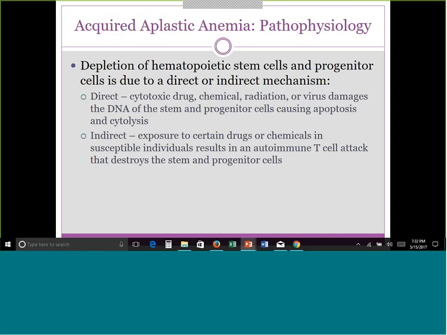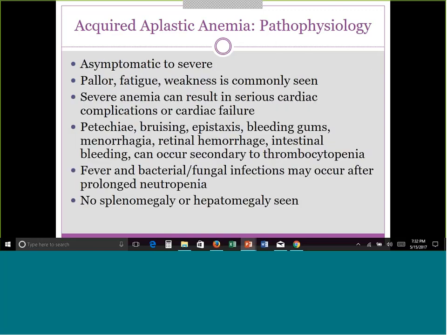All right, so the depletion of those stem cells could be due to either a direct mechanism from a drug, a chemical, radiation, or virus, or it could be due to an indirect mechanism, such as exposing somebody that's really susceptible and then they have an autoimmune attack. You do not need to know this slide. It is just informational.